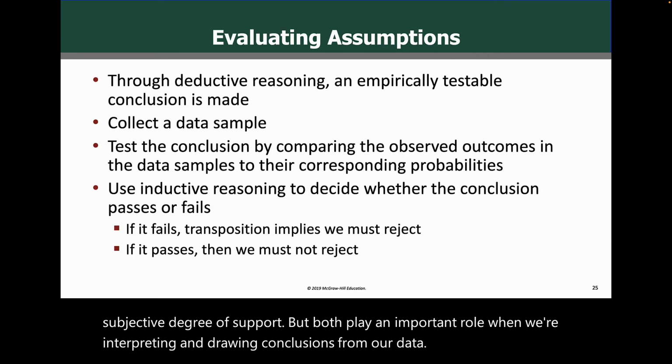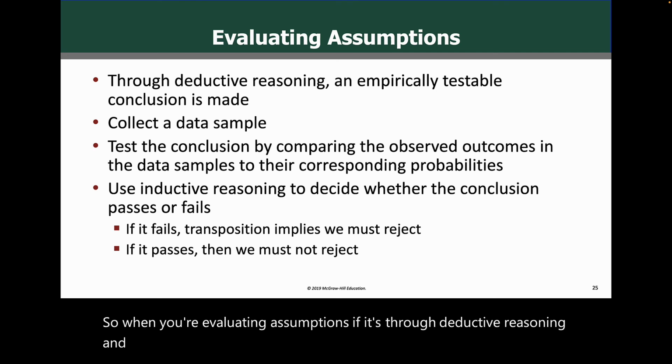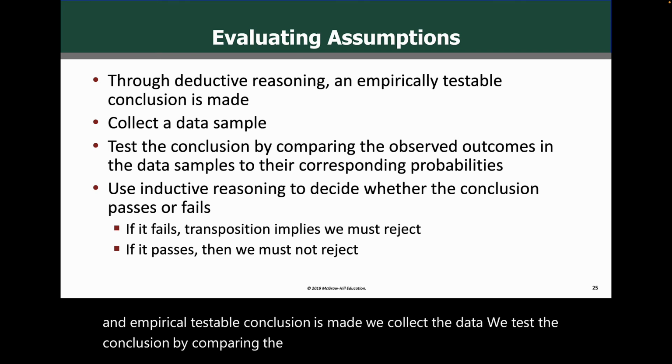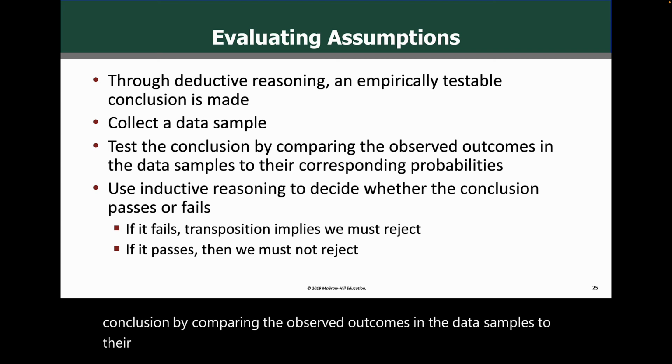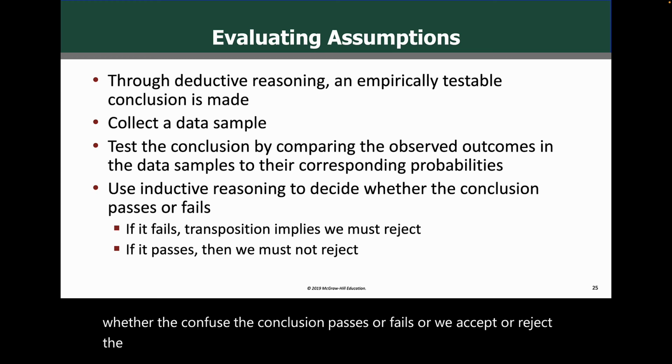So when you're evaluating assumptions through deductive reasoning, an empirically testable conclusion is made. We collect the data, and we test the conclusion by comparing the observed outcomes in the data samples to their corresponding probabilities. We use inductive reasoning to decide whether the conclusion passes or fails, or we accept or reject the hypothesis. If it fails, the transposition implies we must reject, but if it passes, then we do not reject.